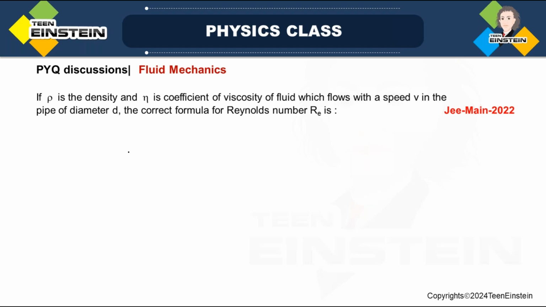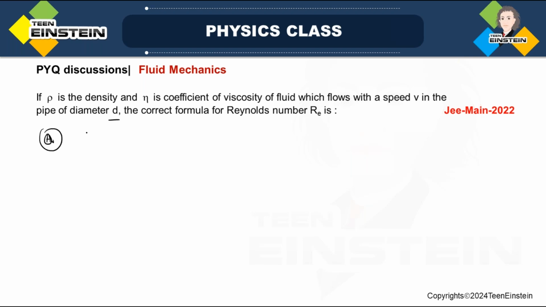The question is saying that... See the question itself. Let me give you the options over here. Okay, let me just read the question first. If rho is the density and eta is the coefficient of viscosity of fluid which flows with the speed v in the pipe of diameter d, the correct formula for Reynolds number. So the options are given over here.